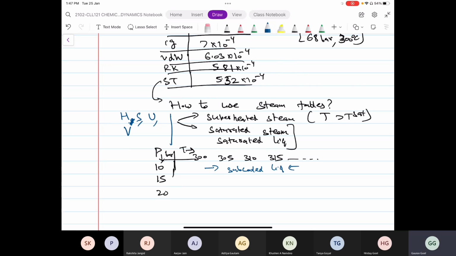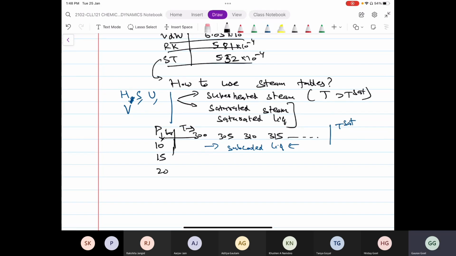Okay. So we'll need to wait till I see Tsat. I don't know what Tsat is at 10 bar, but whatever the Tsat at 10 bar, onwards of that, you will see data being populated in the steam tables.